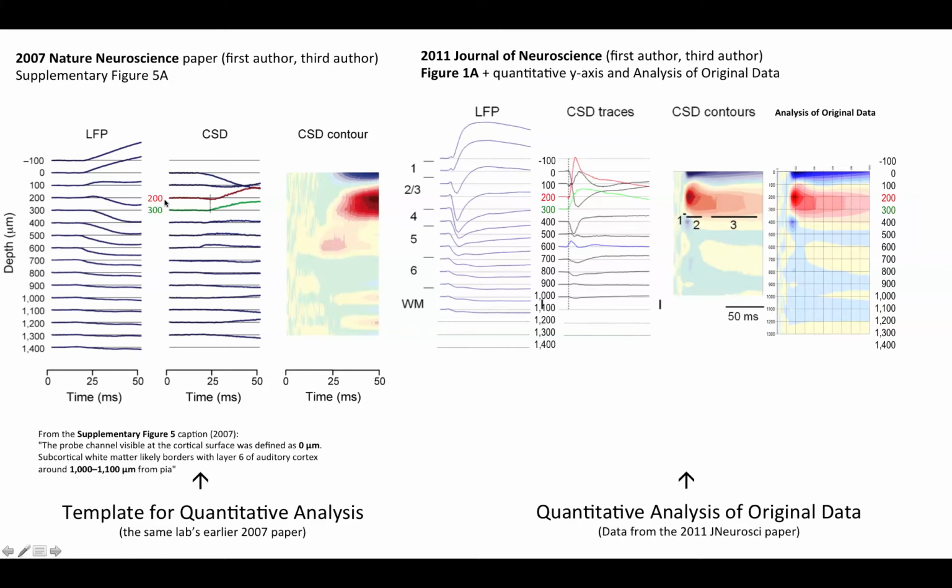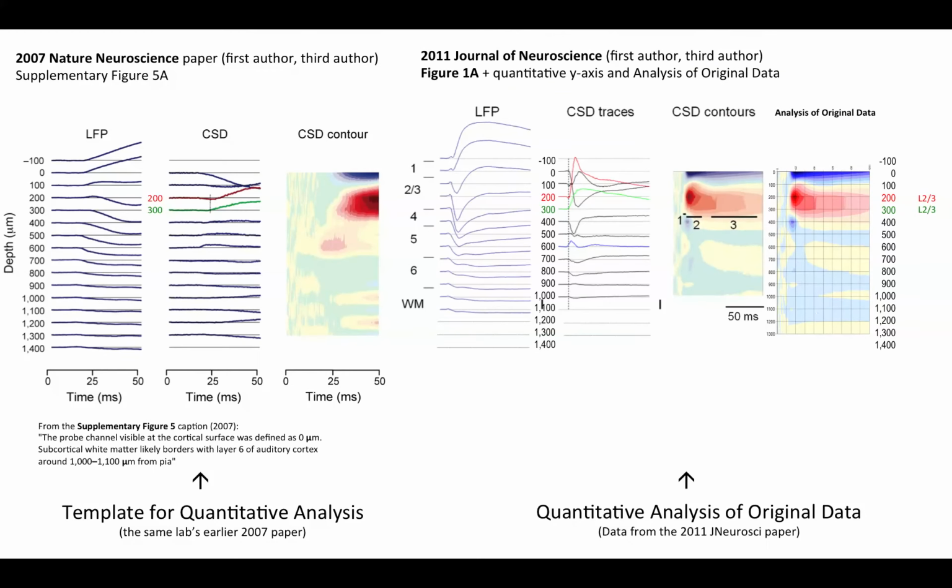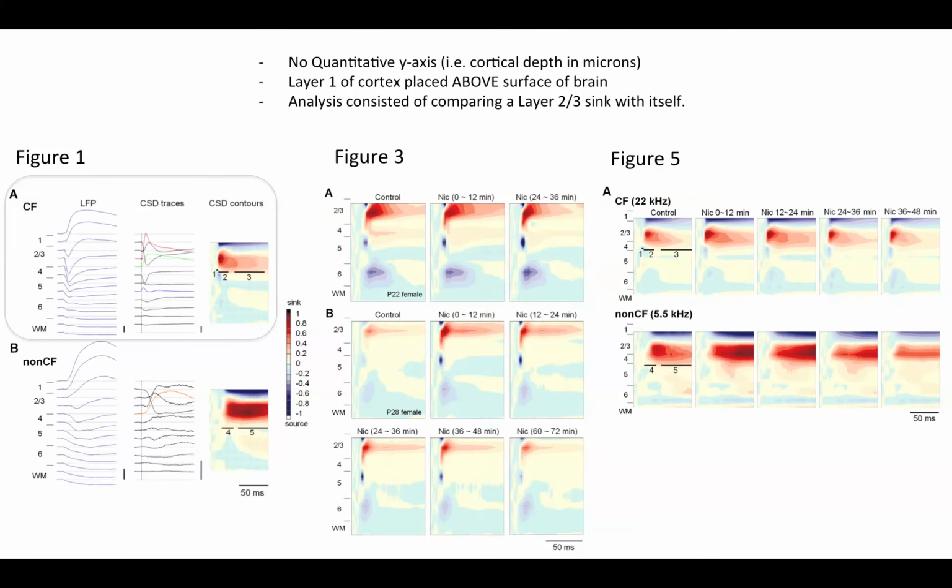So a depth of 200-300 microns is solidly in layer 2-3. In fact, if you look at this, the sink is actually at a depth of only 200 microns. And this is just a figure from the Allen mouse brain atlas showing that a depth of 200 to 300 microns is solidly in layer 2-3. Now that was figure 1A.